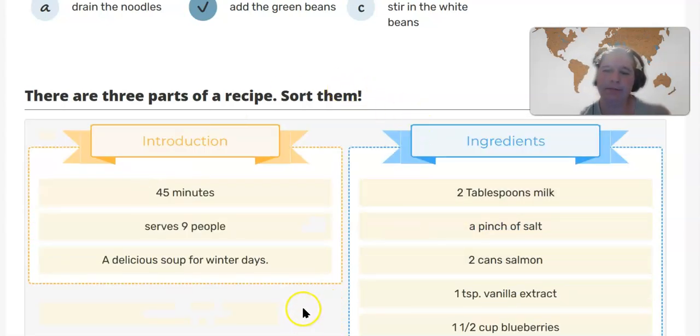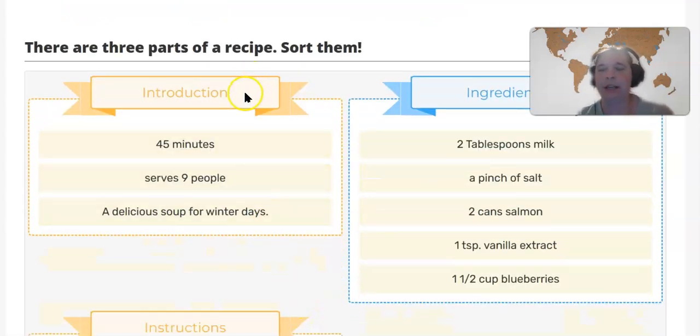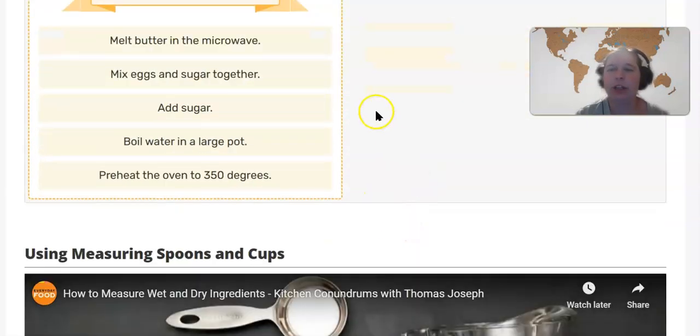Introduction. The introduction usually includes the number of servings, the time the whole meal takes to prepare, and a little description of what the dish is. Ingredients are always going to be food names with a measurement. And instructions are going to have verbs like melt, mix, add, boil, preheat.